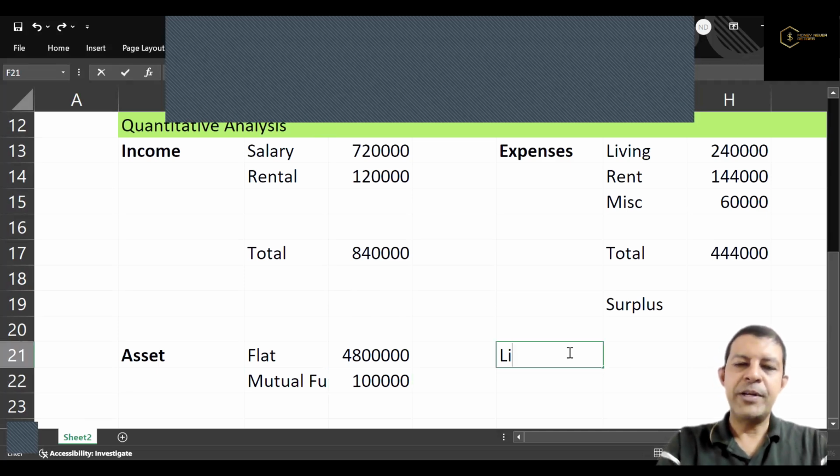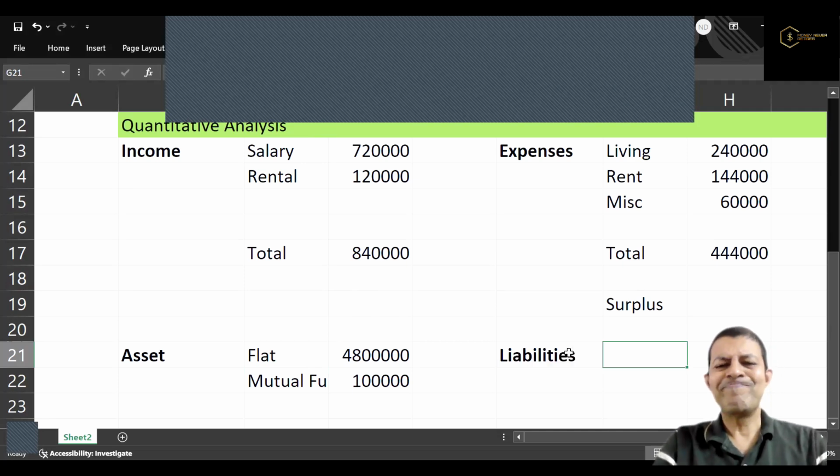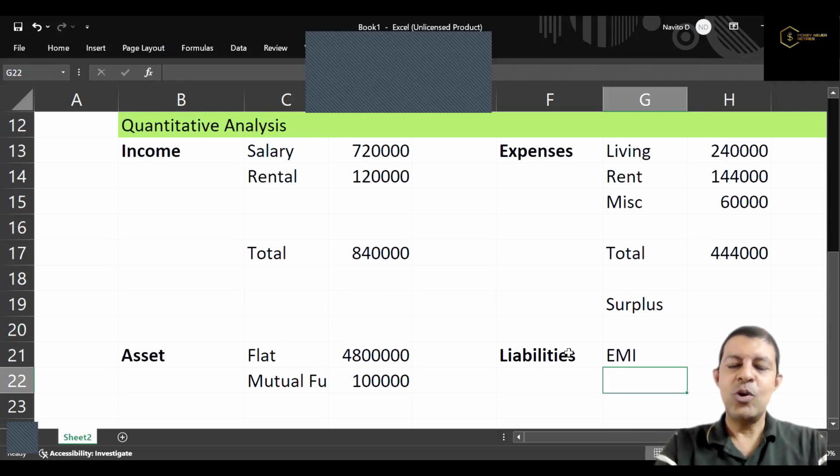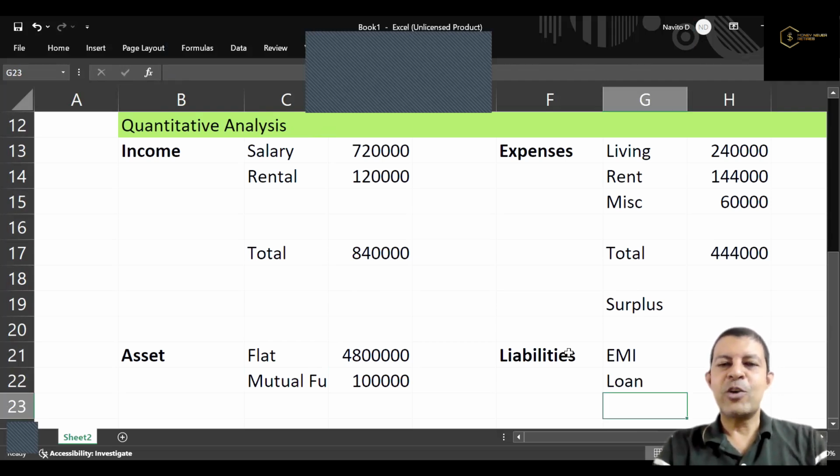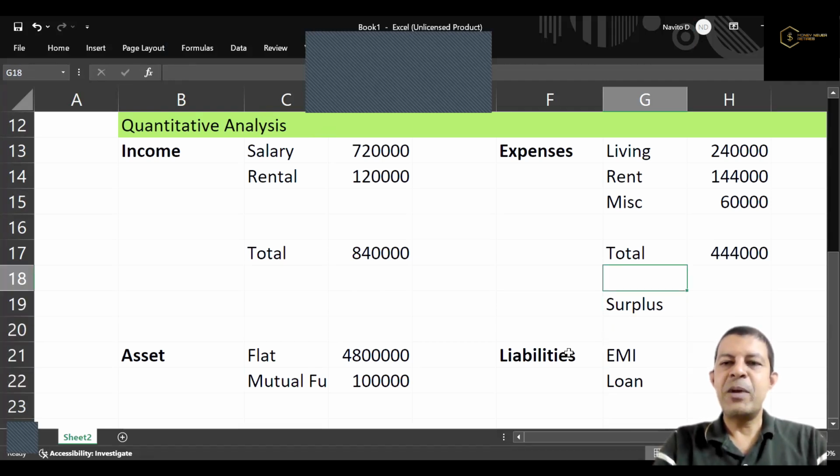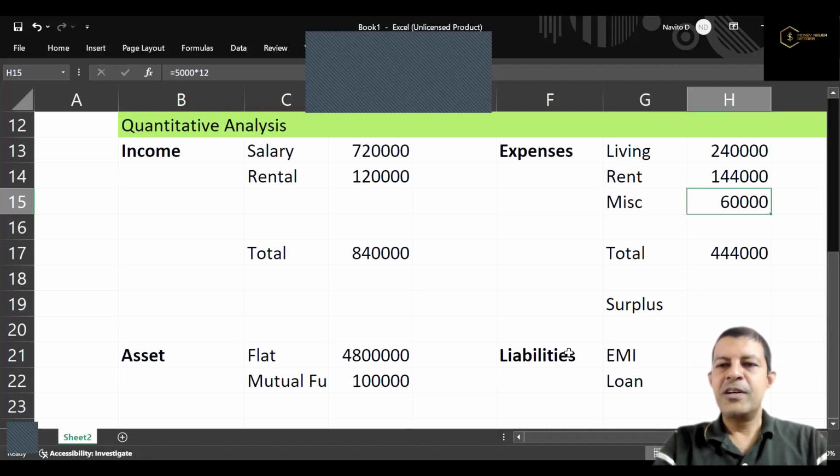And now let us see his liabilities. He has nil EMI being paid, so no liabilities as of today. He doesn't have any loans to be paid. For the sake of simplicity, we'll assume there are no liabilities. However, it's not going to be the case in many cases, as a matter of fact. If he's paying any EMI, then this EMI will be considered as part of the expenses. Miscellaneous could be considered as part of EMI if he has any liabilities. But for this specific case, we have assumed nil EMI.